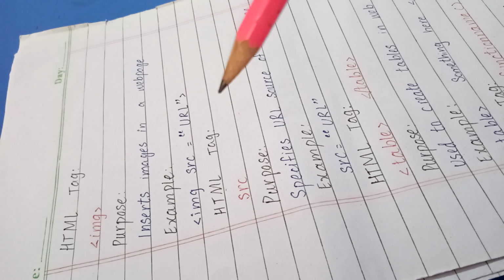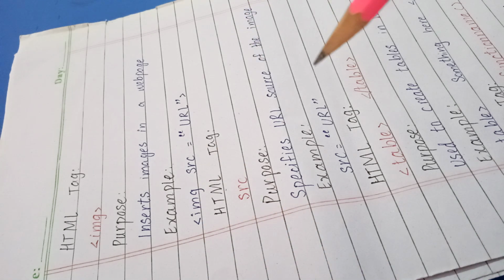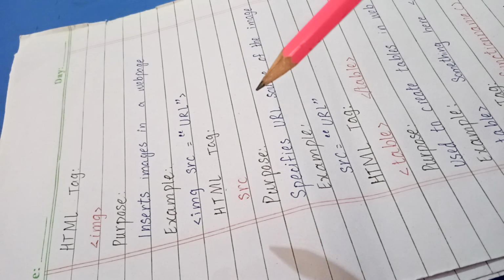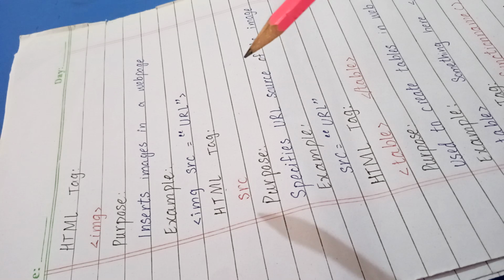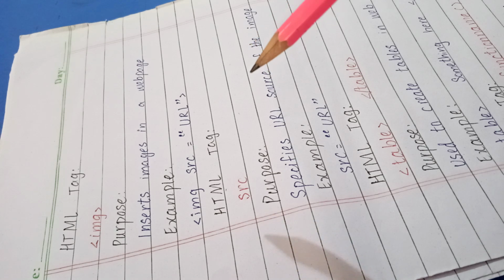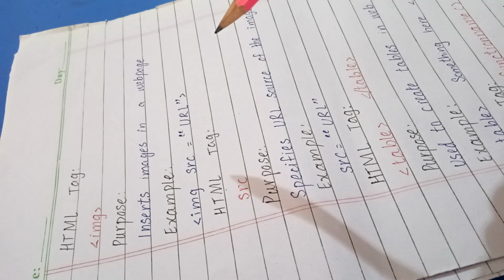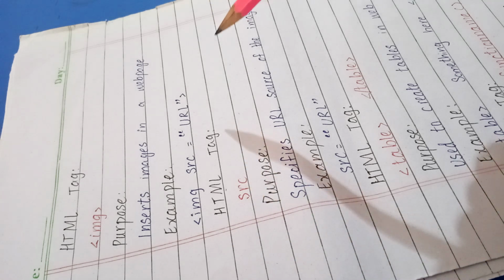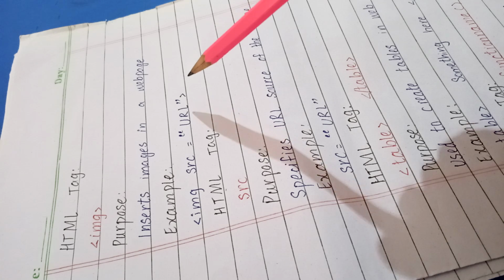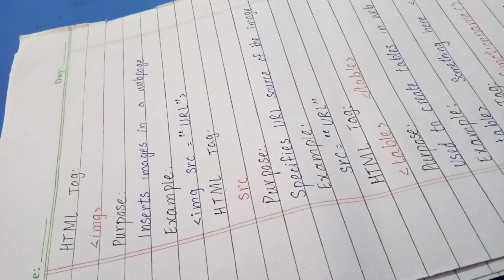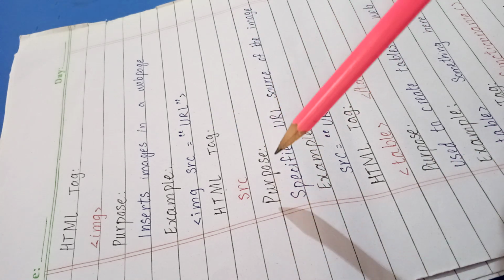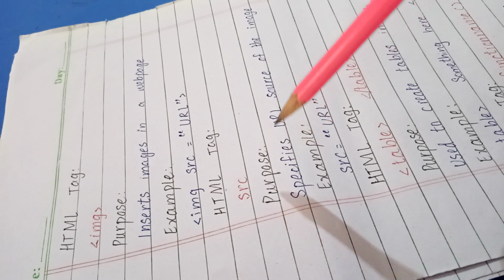You can see the purpose. It inserts images in a web page. Example, you can see less than img. Within an image tag, we write the source, src equals, within double quotes we write the URL, and write the greater than. Next our tag is source, src.